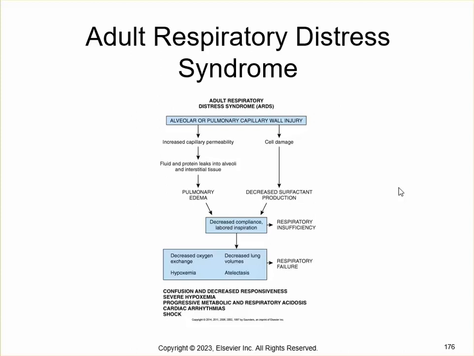So something is injuring the capillary walls, the alveolar walls. So you get increased permeability, fluid leaks, you have pulmonary edema, decreased compliance, and then maybe atelectasis, and whatever leads to respiratory failure. The cell damage to the capillary wall, or to the alveolar wall, causes decreased surfactant, which decreases the compliance, which can lead to respiratory failure.